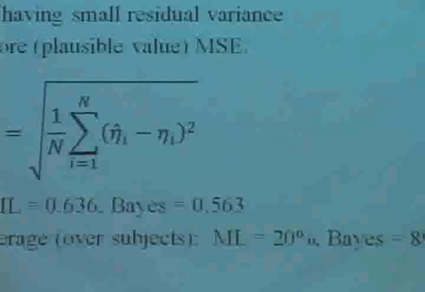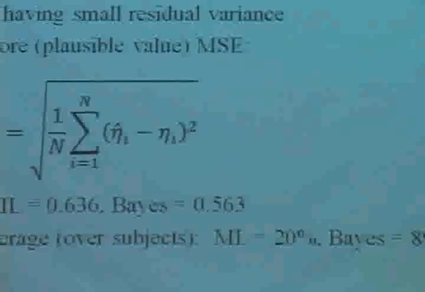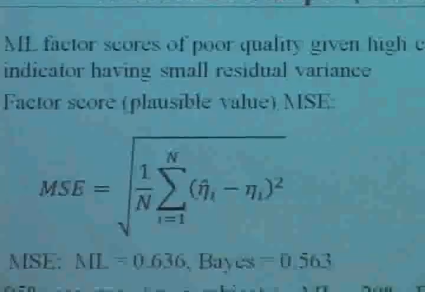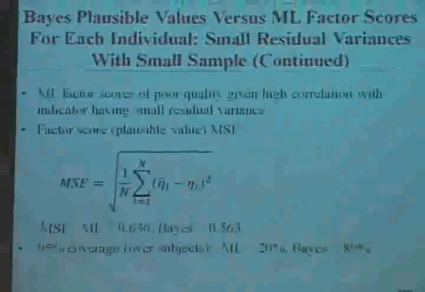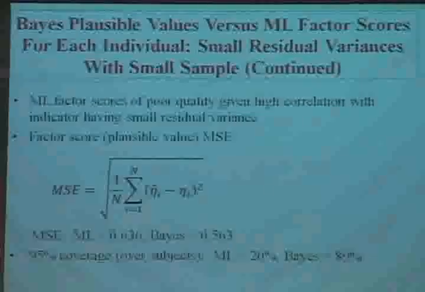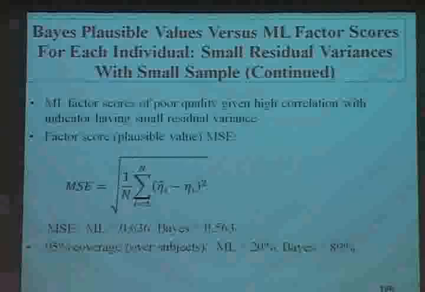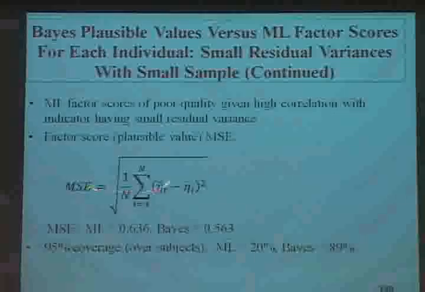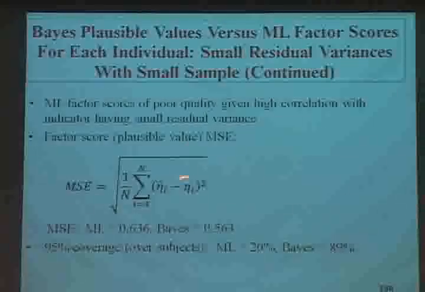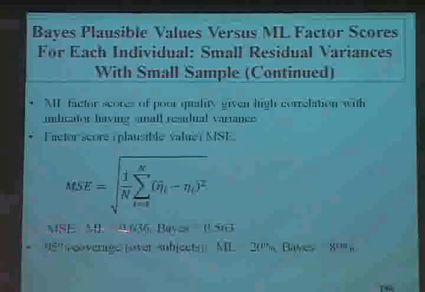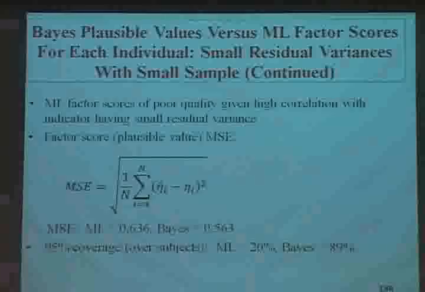So here is how we actually figure out that ML factor score estimates are bad. Basically, because it's a simulated study, I know the true factor values, and we can look at the mean squared error: the difference between the estimated value minus the true value. Here is the result. You get a mean squared error for ML of 0.36, and it's much smaller for Bayes.